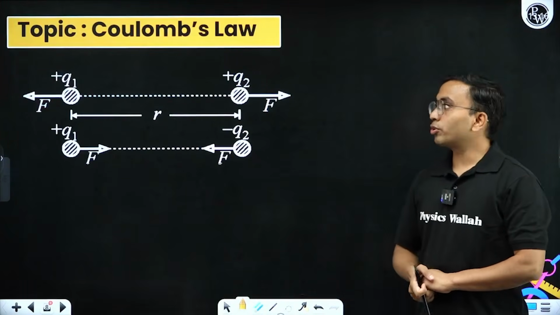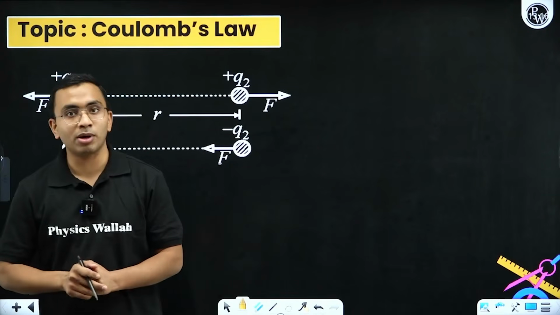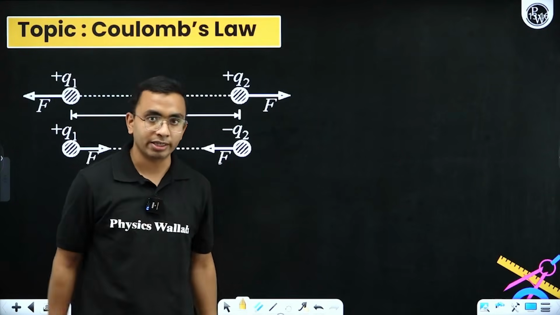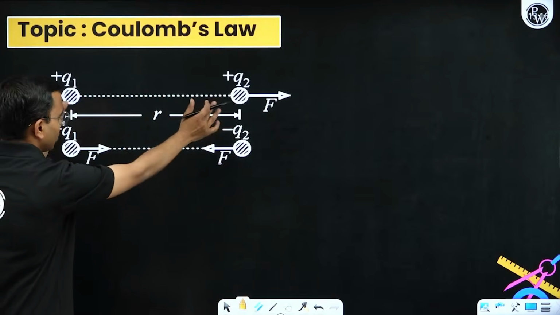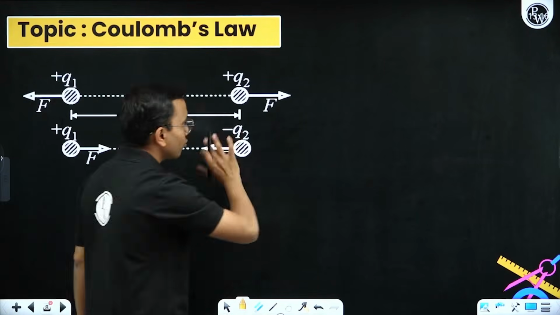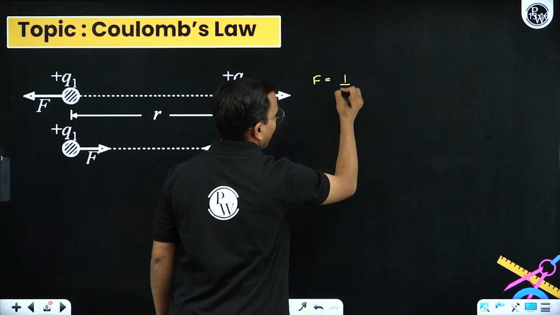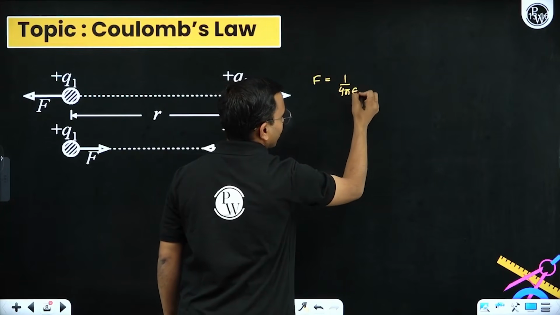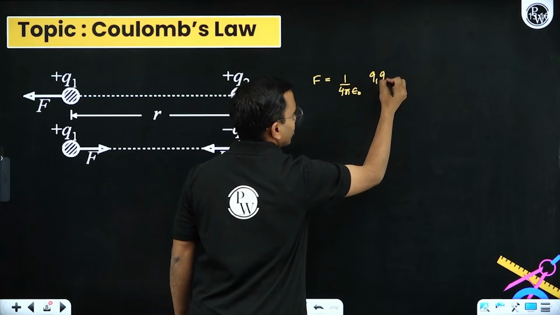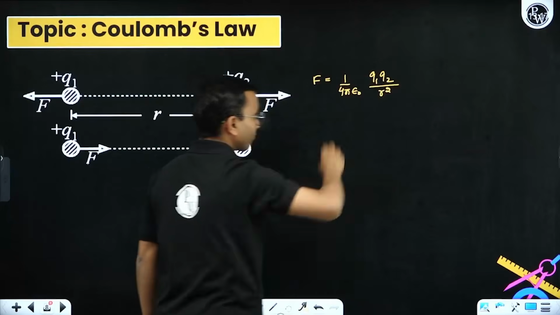Now let us discuss Coulomb's law. This is the law which tells about the force between two charged particles. Let us take two charged particles separated by a distance r. Now the force between them is given as F equals 1 by 4 pi epsilon naught, Q1 Q2, where the charges are Q1 and Q2, divided by r square.